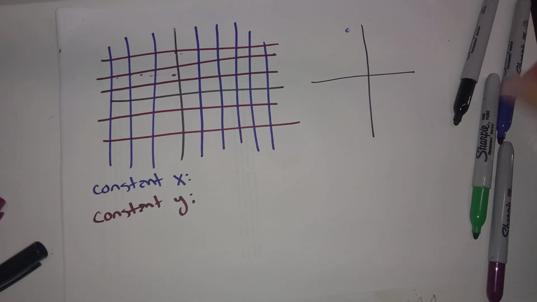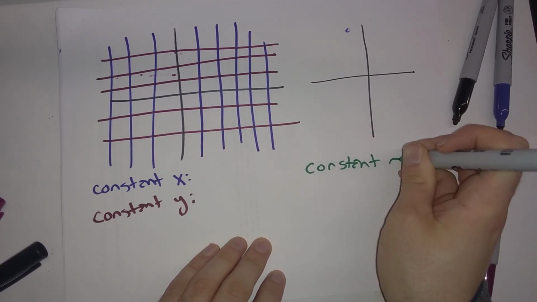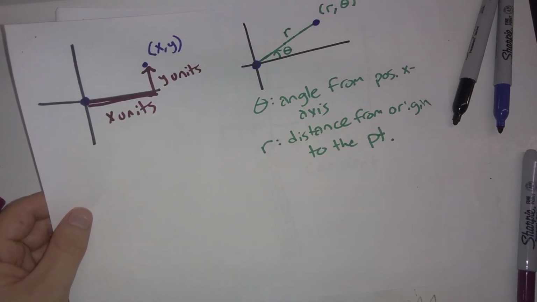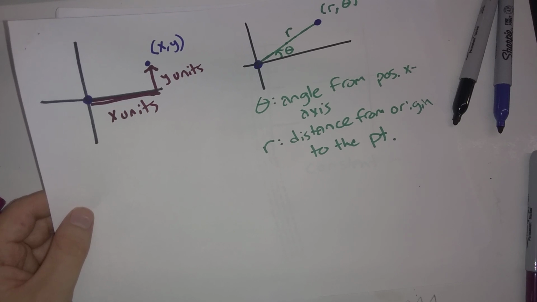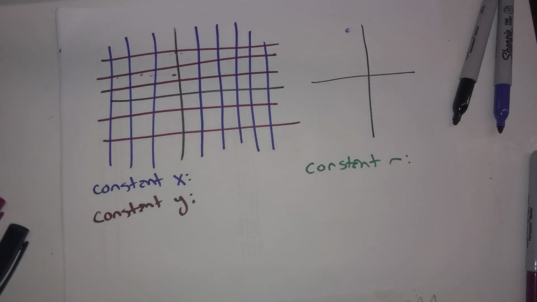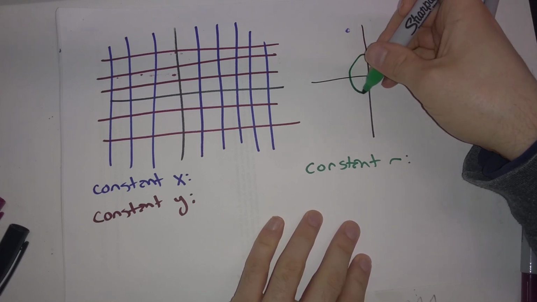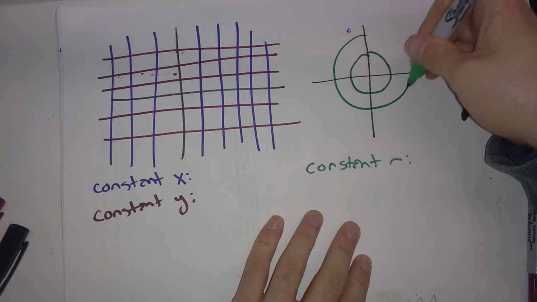So what points have constant r? r is the distance from the origin to the point you're thinking about. So a curve that corresponds to constant r is all points that are at the same distance away from the origin. What's a curve where all the points are the same distance away from the origin? Those are circles.